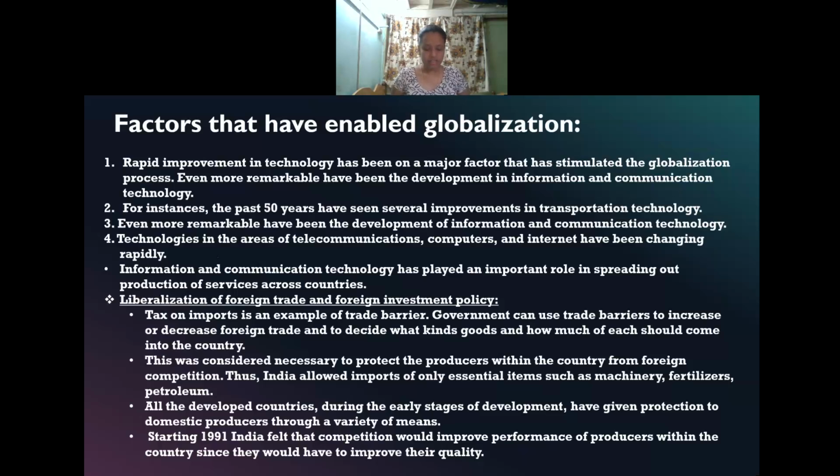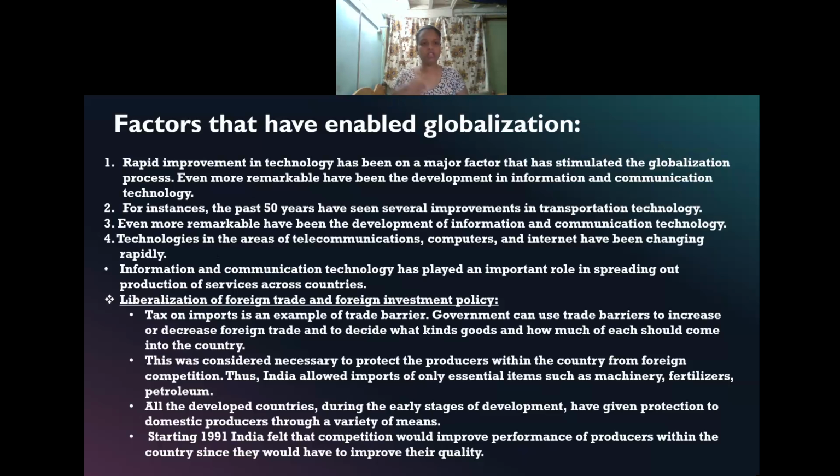For example, the past 50 years have seen several improvements in transportation technology. This has made much faster delivery of goods across long distances possible at a lower cost. For example, big ships. In those big ships there are big containers. Through those containers, a large amount of production can be circulated to different countries within a minute. Ships at present also use modern technology so they can move faster and deliver goods and services in a very short time.